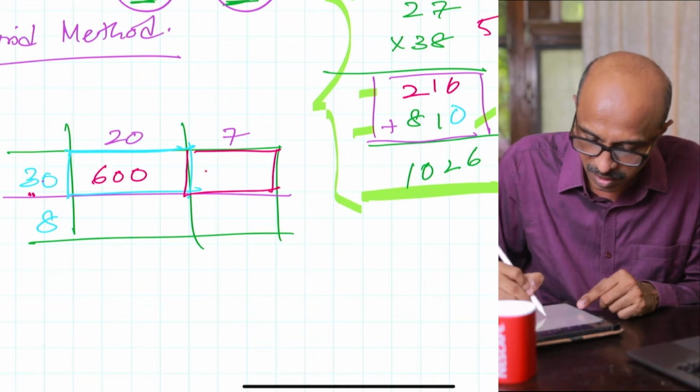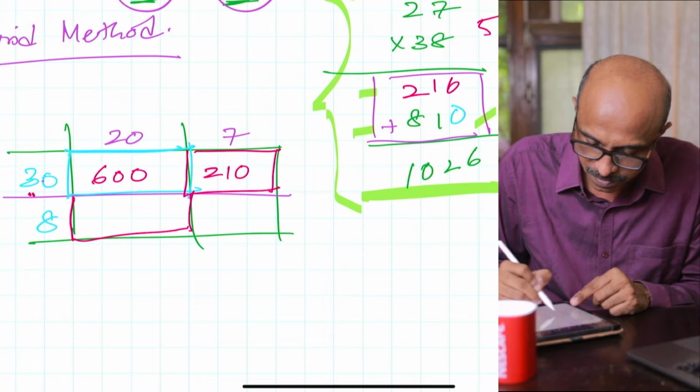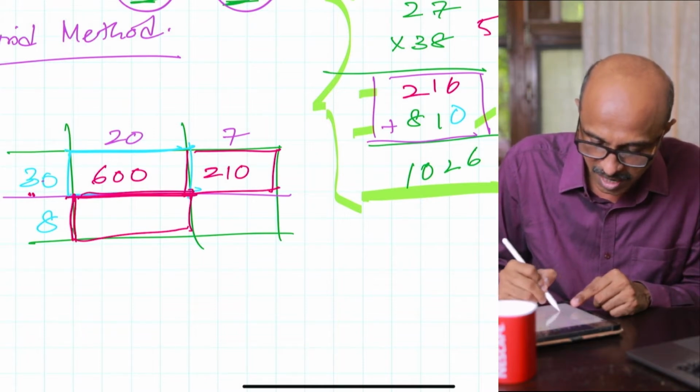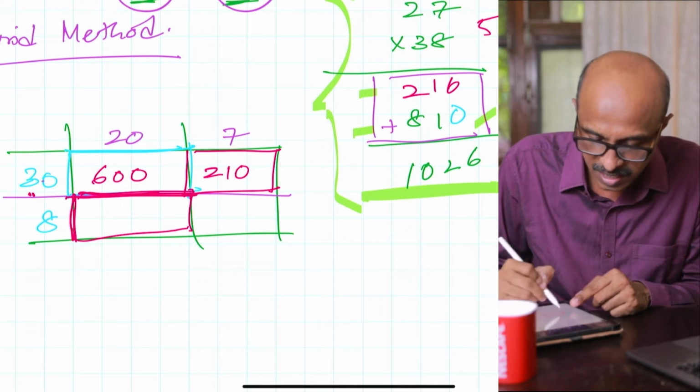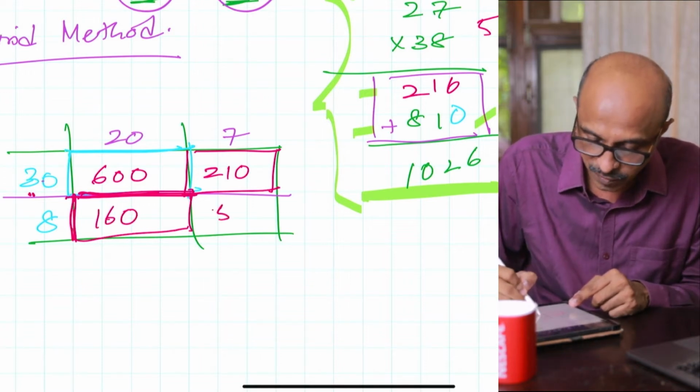Okay, that should give us 210. And then this third rectangle out here, that's 8 and that's 20. So 8 times 20 is like saying that's 160. And then 8 times 7 should give 56.